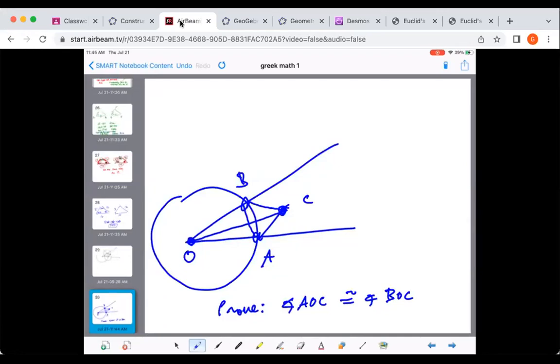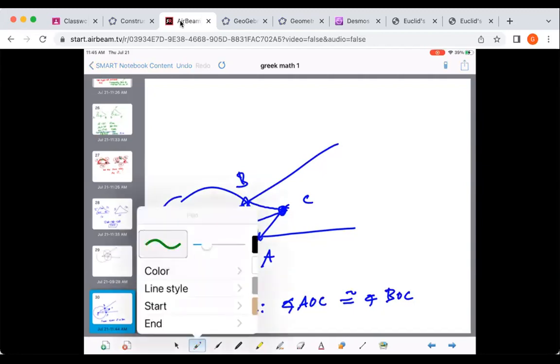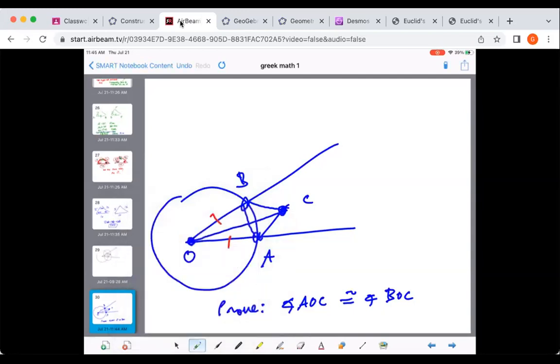Isn't it the SAS theorem? So we know OB is congruent to OA because they're both radii, right? That's true. We don't know that the angle is bisected. That's what we're trying to prove. Oh, because I was going to say OC is also congruent, right? OC is part of its own. OC is equal to itself. Yes, OB is congruent to OA, radii of the same circle.